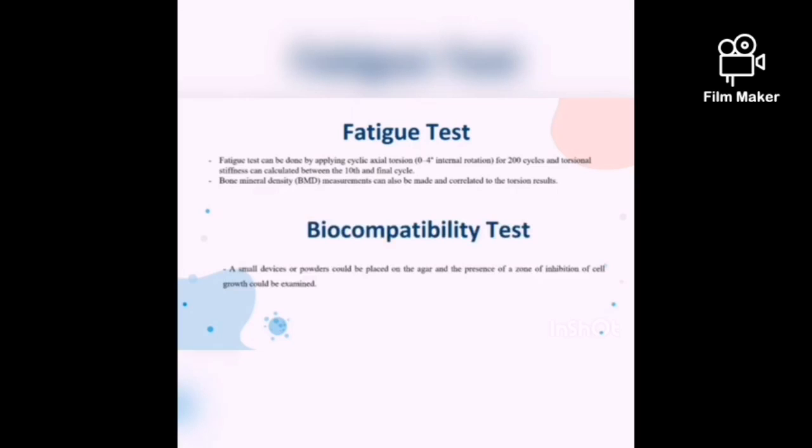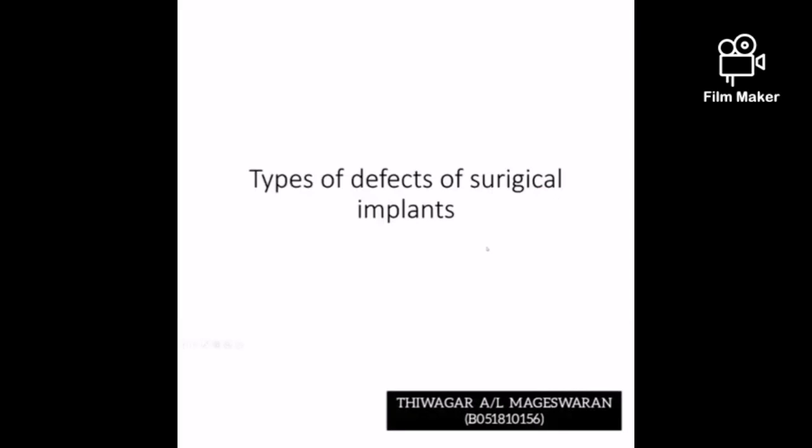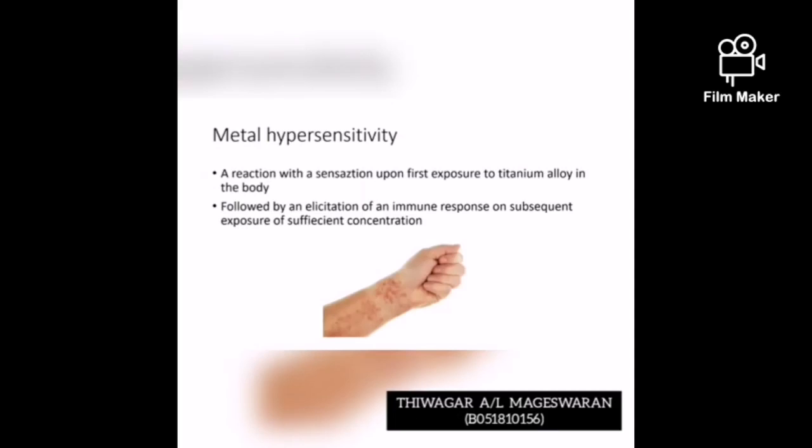The last test is the biocompatibility test. Small devices or powders could be placed on the agar, and the presence of a zone of inhibition of cell growth could be examined. To talk about the types of defects of a surgical implant, the first one is metal hypersensitivity.